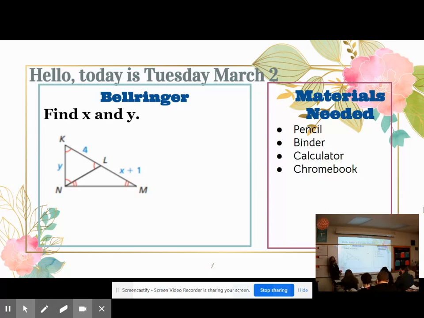Okay, so all 3 sides were 4. So that one side was y, so y would have to equal 4, correct? In order for that to equal 4. Now look at triangle LMN. What do you notice on LMN?